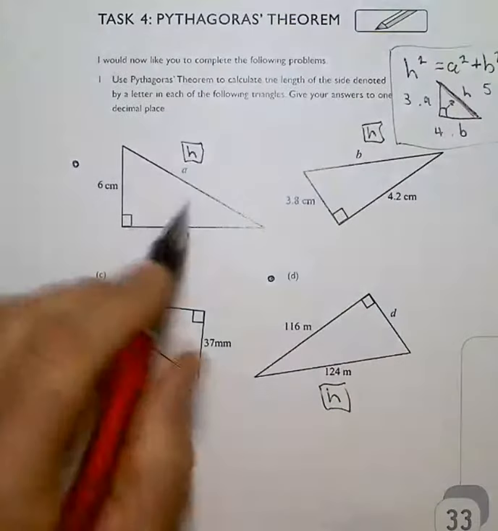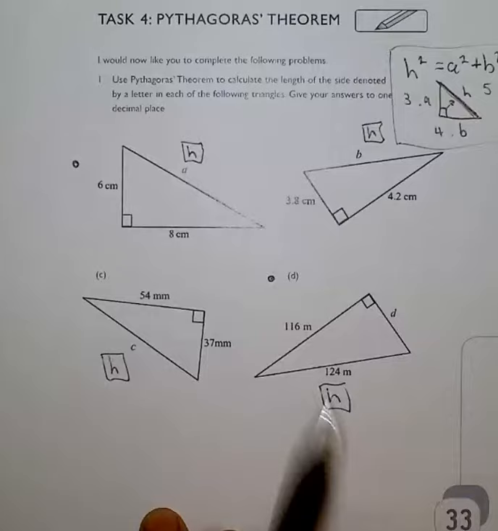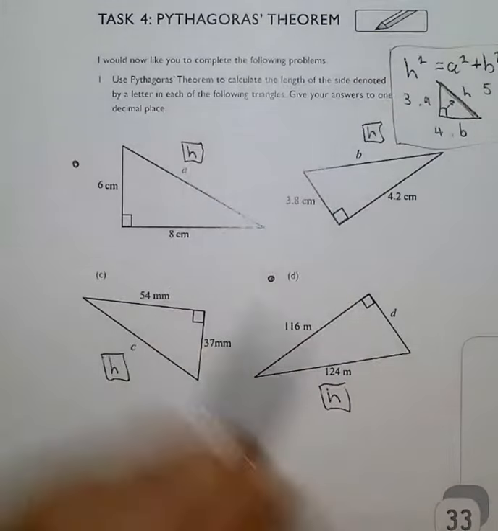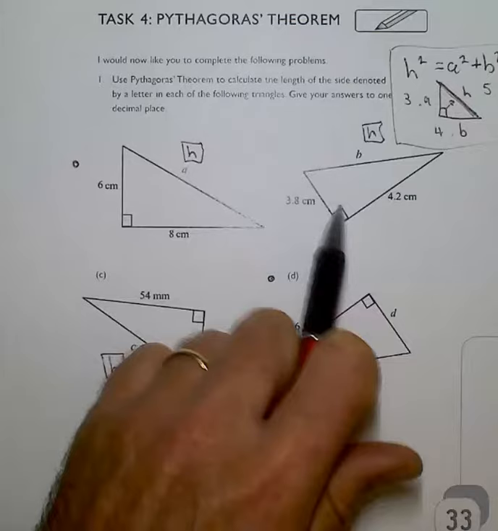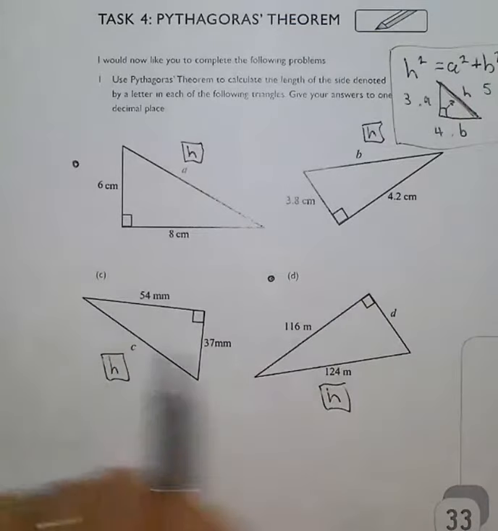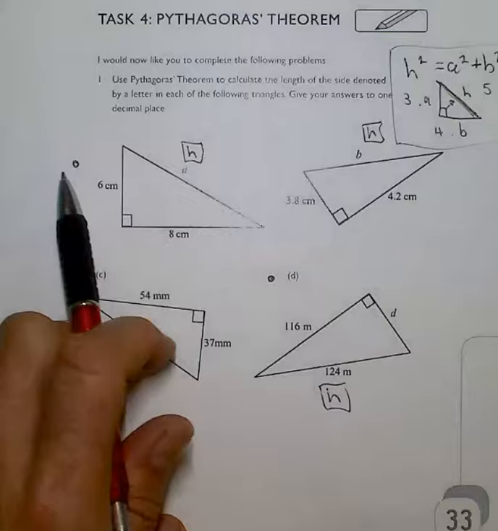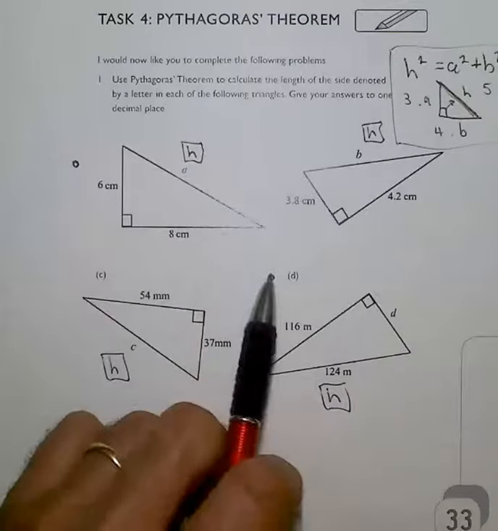The first thing you should do before even tackling these questions and doing the arithmetic is to identify which is the hypotenuse. In each case, opposite the right angle. I'm going to go through in a moment A and D.